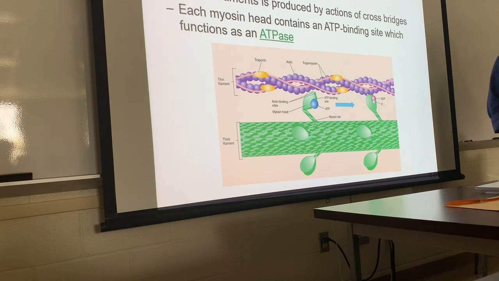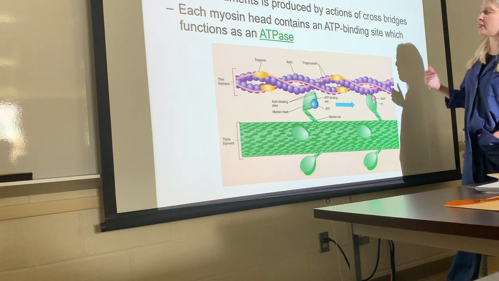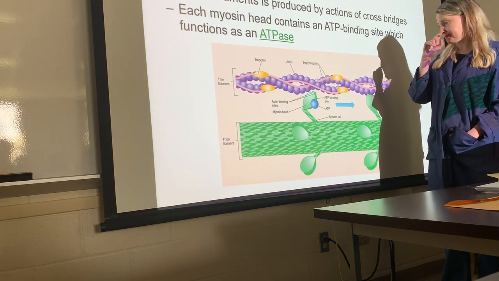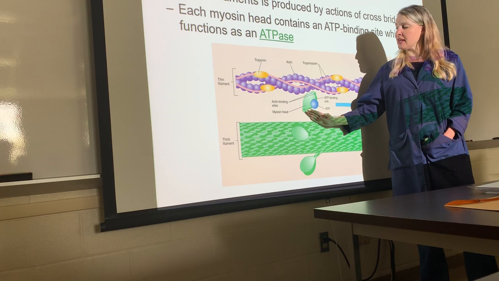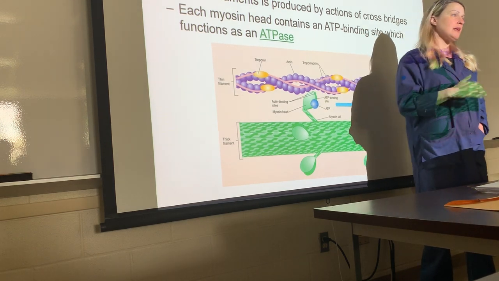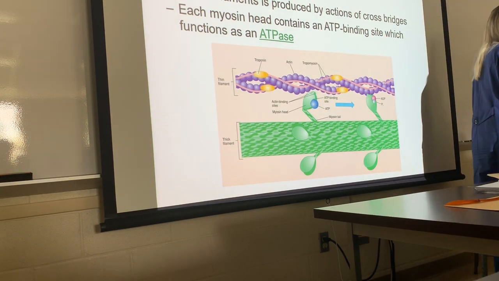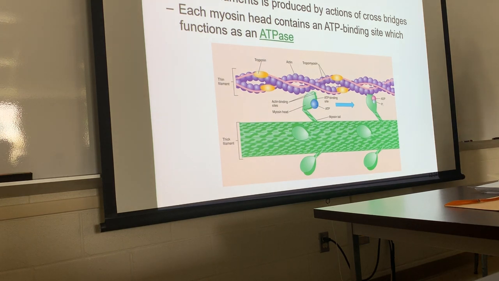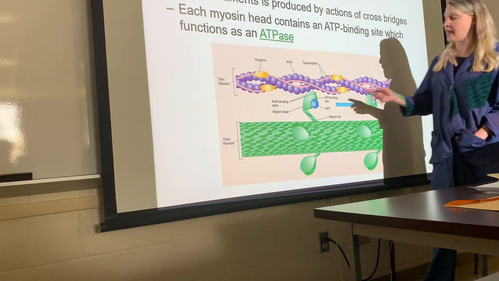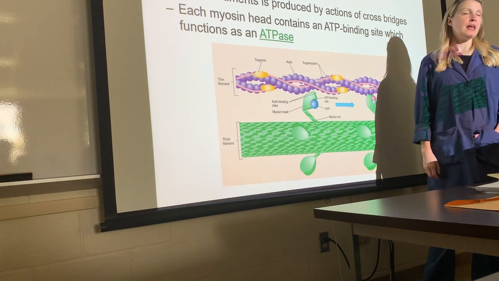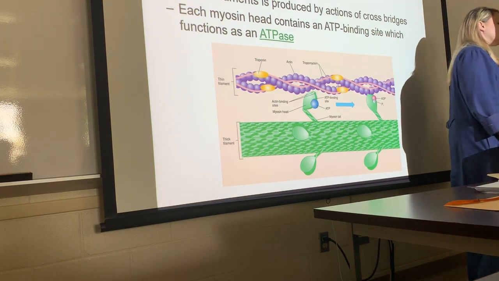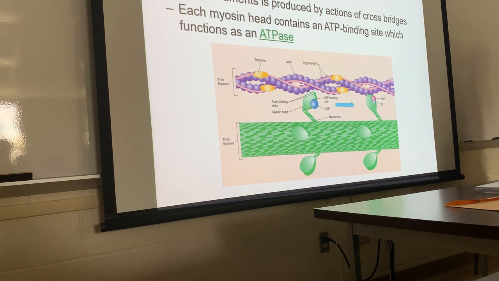So calcium binds to troponin, moves tropomyosin away from the binding site on actin. Now, the myosin head is able to bind, theoretically, but something else has to happen to myosin. Myosin has a special place on its head for ATP. It's a site that acts almost like an enzyme. What it does is it'll break ATP into ADP and phosphate.